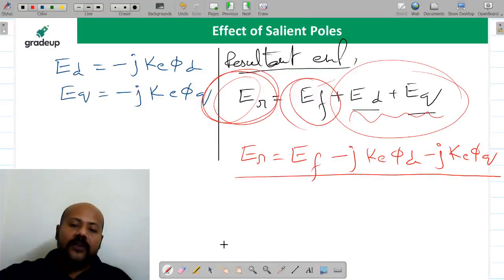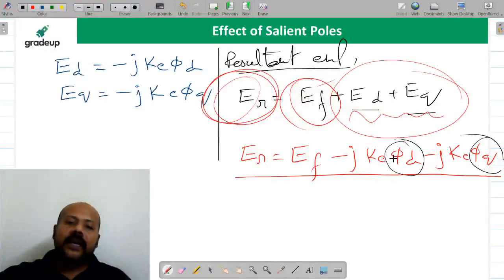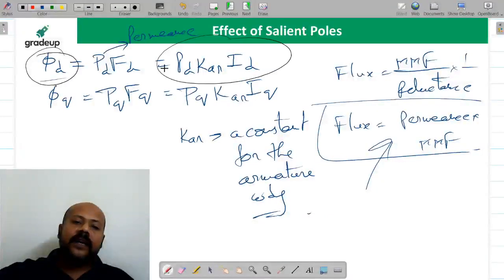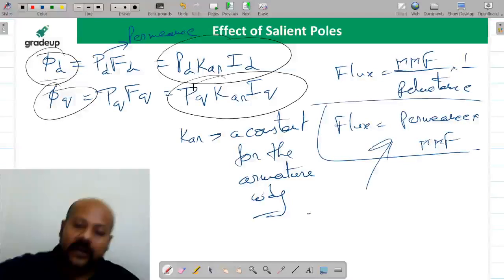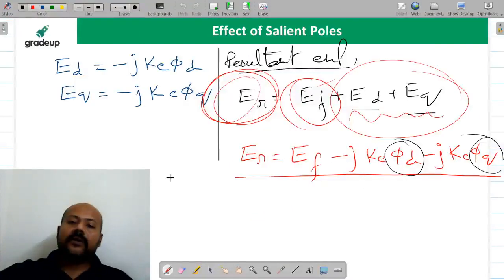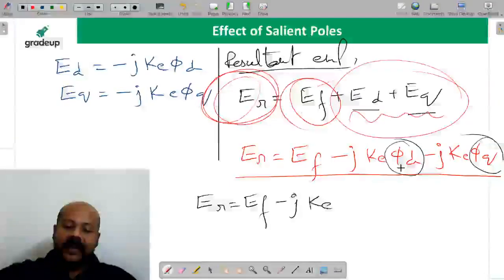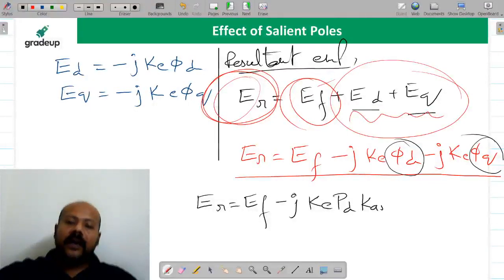Now what I am going to do, beta, I am going to put the value of this phi D and phi Q from this equation. I am going to write the value of phi D and phi Q in this equation. Now see what we are going to do. We are going to write ER as EF minus J KE. What is going to be phi D, beta? Phi D is going to be KE, and this is going to be PD, and this is going to be KAR.